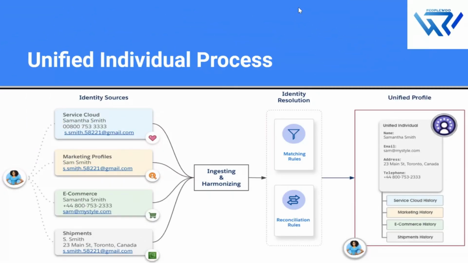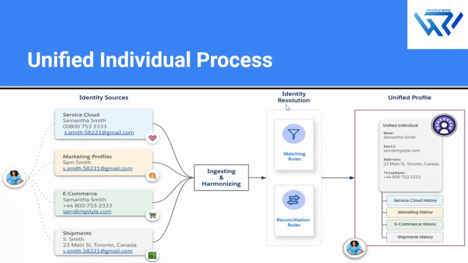In this diagram, we have different sources like Service Cloud, Marketing Cloud, e-commerce, and shipment platforms, where we have different profiles of the same customer. What we have done is harmonize them to have a single unified profile. We first map to the individual object, and then we wrote an identity resolution rule.